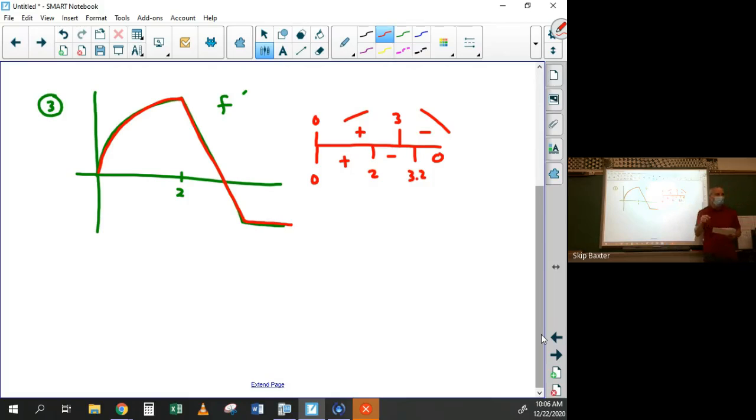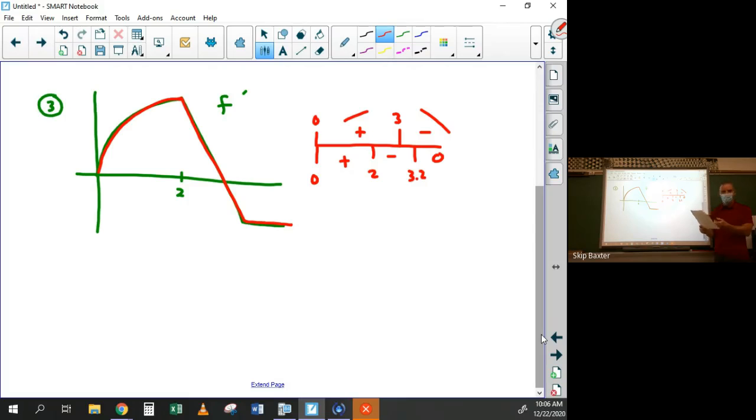Remember, a point of inflection is a point where the second derivative changes sign and the function exists and is continuous. And we know both those things are true. The second derivative is changing sign, and we know that this function is continuous at 2. So that has to be a point of inflection. F of 2 is positive. We don't know anything about that.